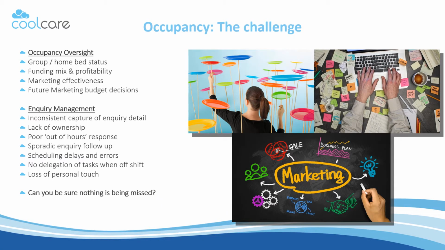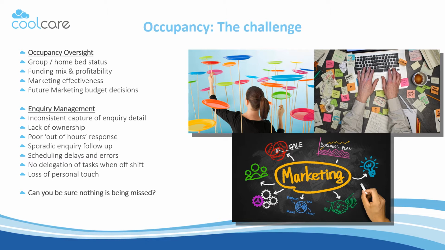Occupancy management is a challenge for almost every operator. It falls into two distinct areas: oversight of the process, and that could be looking at live information on the bed status of the home or the group, funding mix and profitability, the effectiveness of your marketing, and decisions that need to be made on future marketing budgets depending on success rates.